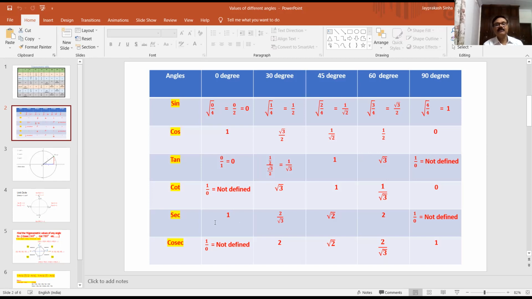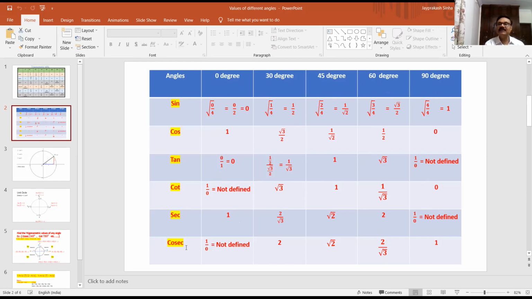Similarly, if you want to get the value of sec, then take the reverse of cos. So cos 0 degree is equal to 1. Then sec 0 degree will be 1 upon cos 0, means 1 upon 1, 1. Similarly, sec 30 degree is equal to 2 by root 3. Sec 45 degree is equal to root 2. Sec 60 degree is equal to 2. And sec 90 degree is equal to 1 upon 0, that is not defined.